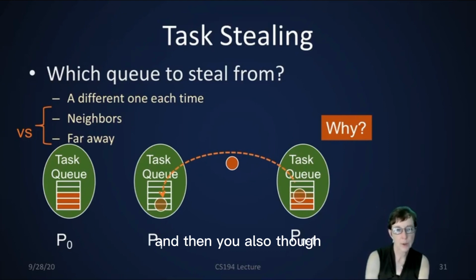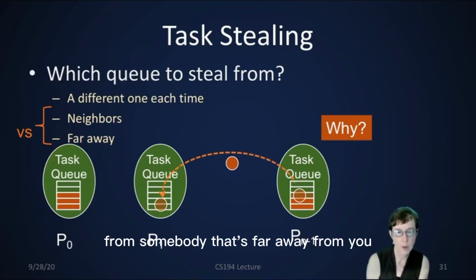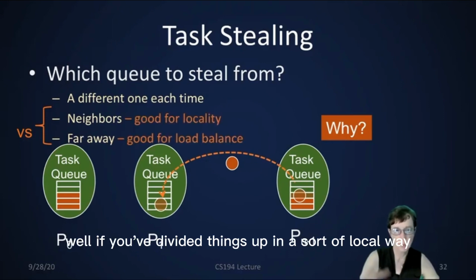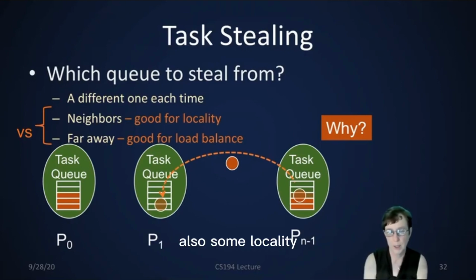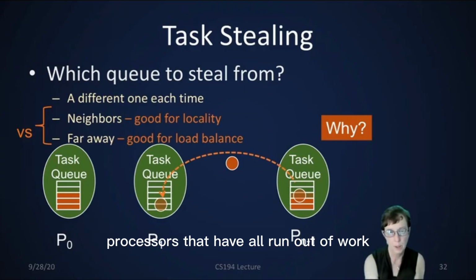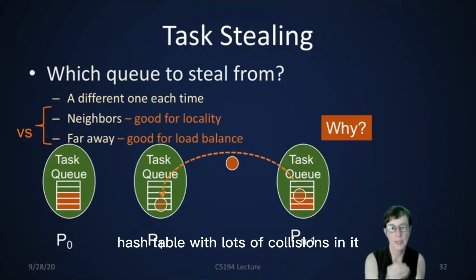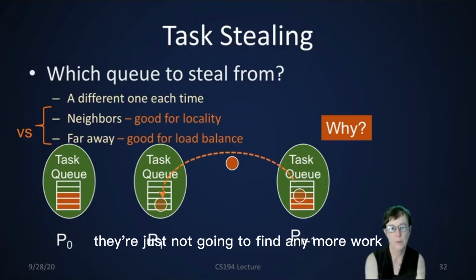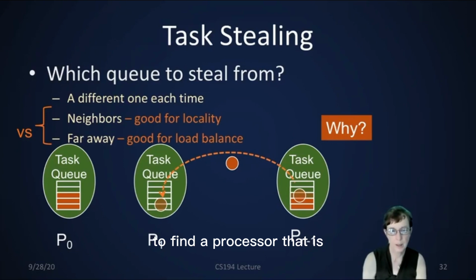And then the question is, do you want to steal from a nearest neighbor or do you want to steal from somebody that's far away from you? Well, if you've divided things up in a sort of local way, it may be that your neighbors have also some locality. This depends entirely on the problem that you're working on. But things far away may be better for load balance, because if you've got a bunch of processors that have all run out of work and they're all stealing from each other, then it's kind of like a hash table with lots of collisions in it. They're just not going to find any more work. So they want to jump far away in order to find a processor that has not run out of work.